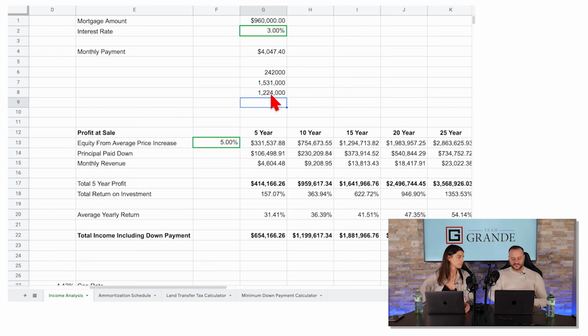We have to look at the difference from what you owe on the mortgage. So 960 was your original mortgage amount. You subtract the 242, this is what's been paid down in principal and interest over 5 years. We subtract it from 1,224, and that leaves us 718 is the amount that you can pull out while leaving 20% in the property.